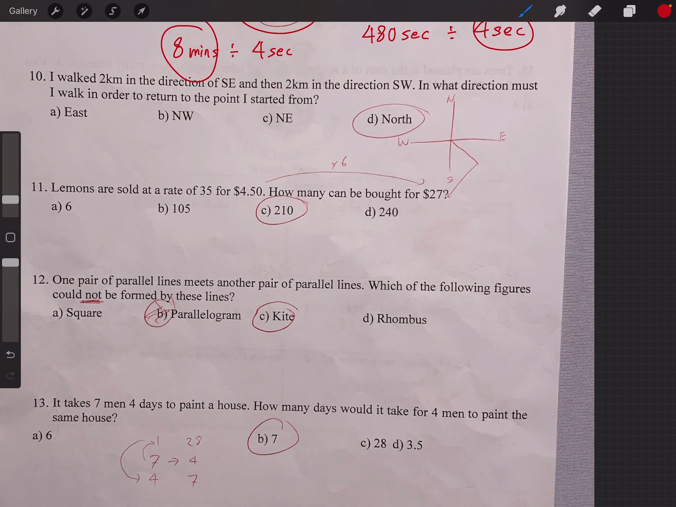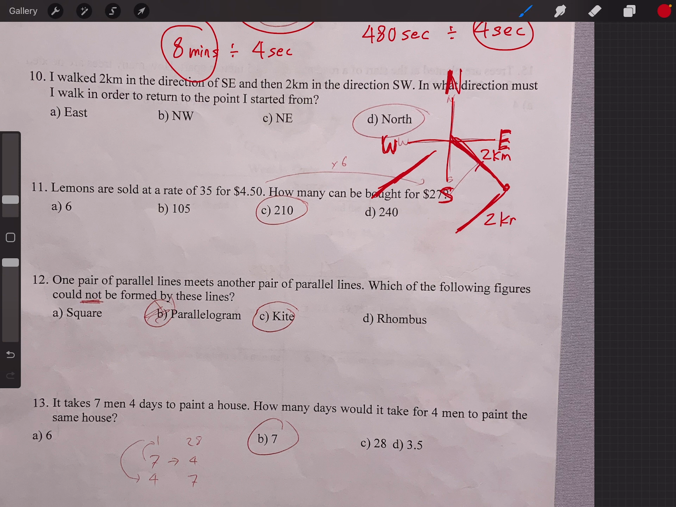Question 10. I walk 2 kilometers in the direction of southeast. So here's your north. So, never eat soggy wheat. First you travel in the direction of southeast, that's this way. You travel 2 kilometers, okay? And then you travel in the direction of southwest. Southwest is in this kind of direction. So you're here, you travel this, so you travel here. This is also 2 kilometers.